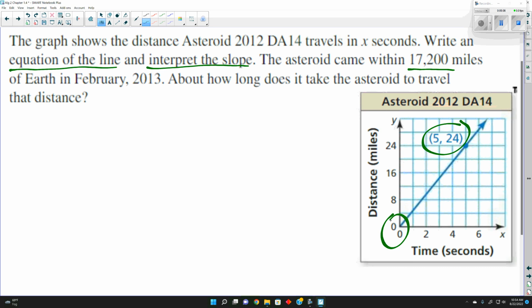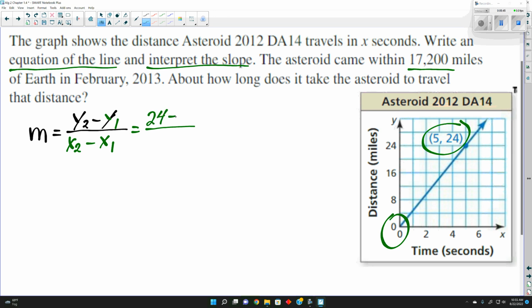To find the slope, m is equal to y2 minus y1 over x2 minus x1. We're going to use this equation here to find the slope. Now we can plug in our y1, y2, and x2 and x1 values. What's one of the y values for our two points? The y value would be 24.